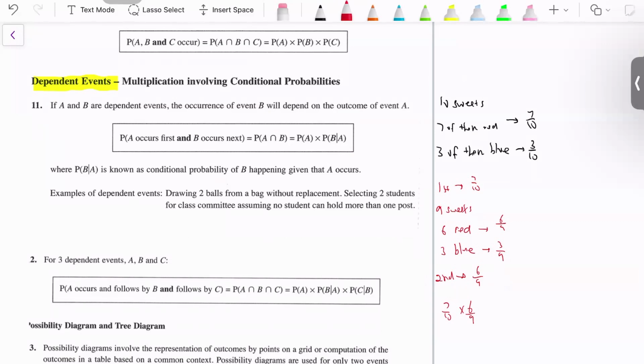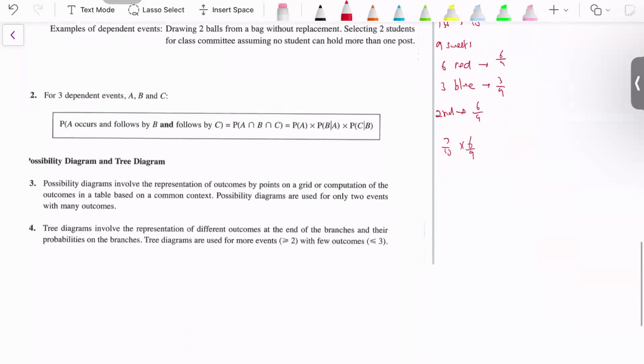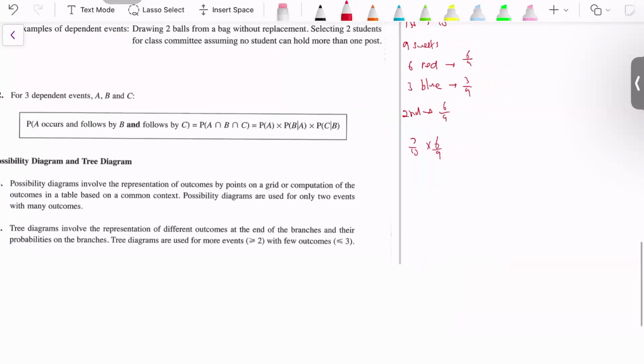So these are your 3 different types of events that can happen in probability. Okay. Next is this. In this whole probability portion, what we will normally do is draw a probability diagram or tree diagram, whichever you like to call it.